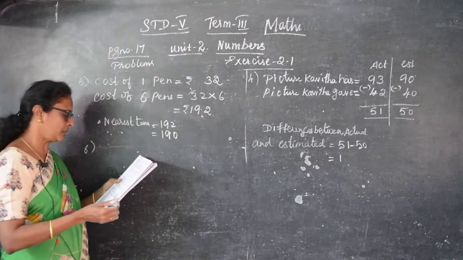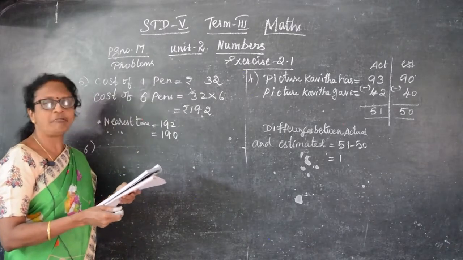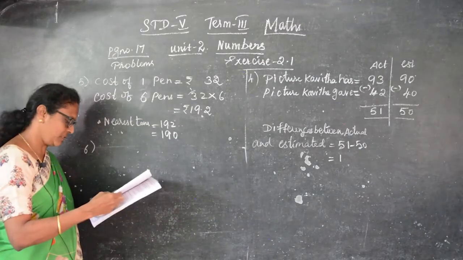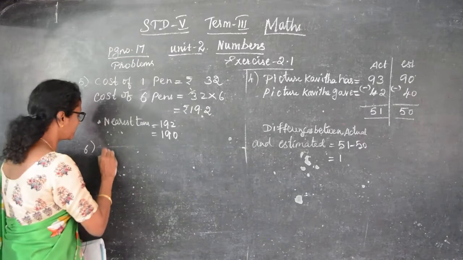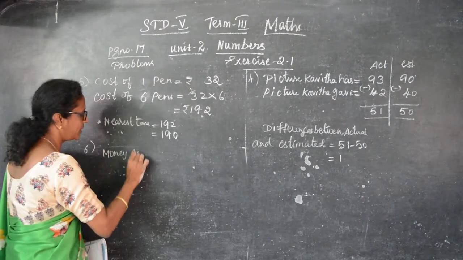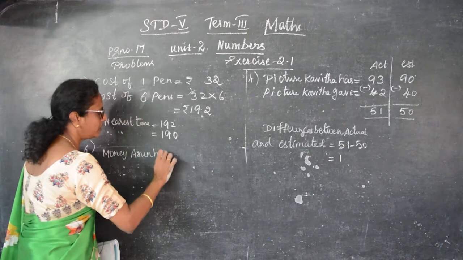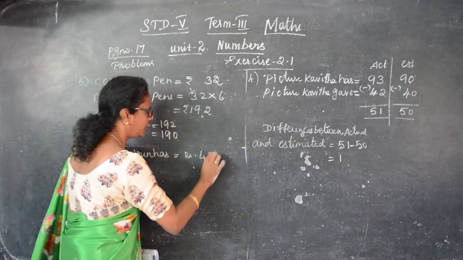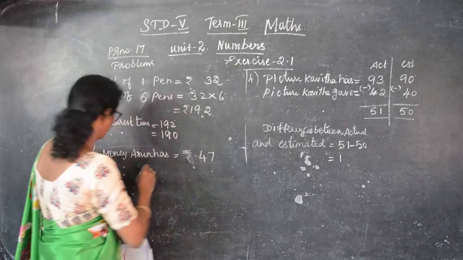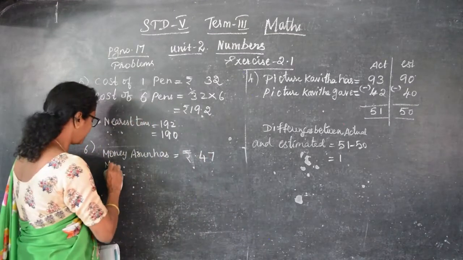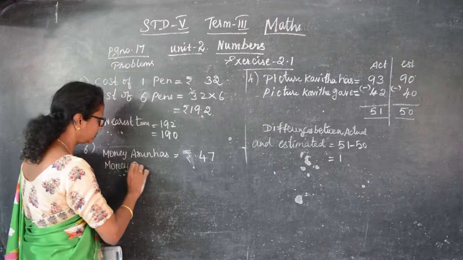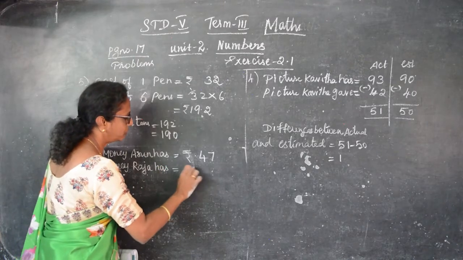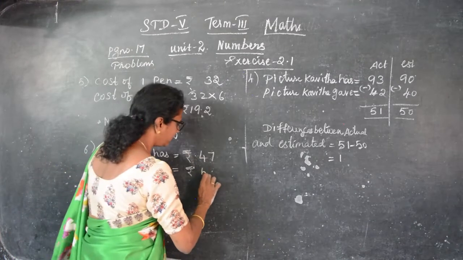Okay. Then sixth sum. Harun has 47 rupees and Raja has 54 rupees. Find the sum and estimate to its nearest hundreds place. So you have to write the statement. Money Harun has. How much is there? Rupees 47. Money Raja has is equal to rupees 54.